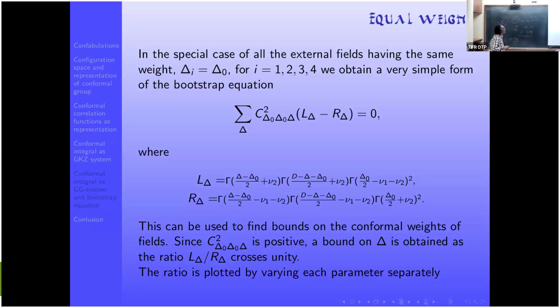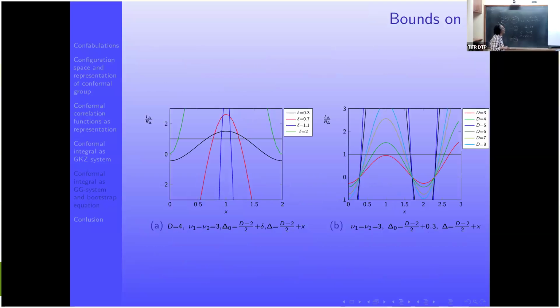And so I can locate that by taking a ratio of L by R and seeing when it crosses unity. If I did that, this is what I get. I have arbitrarily chosen nu equal to 3, that has no meaning, and D equal to 4 here. I have chosen both deltas, delta 0 and the deltas, to satisfy the unitarity bound. So I'm plotting this L by R ratio for different delta zeros versus X. X equal to 0 is the unitarity bound. So clearly all of them actually cross 1 at some point. So in some sense I can have a bound.